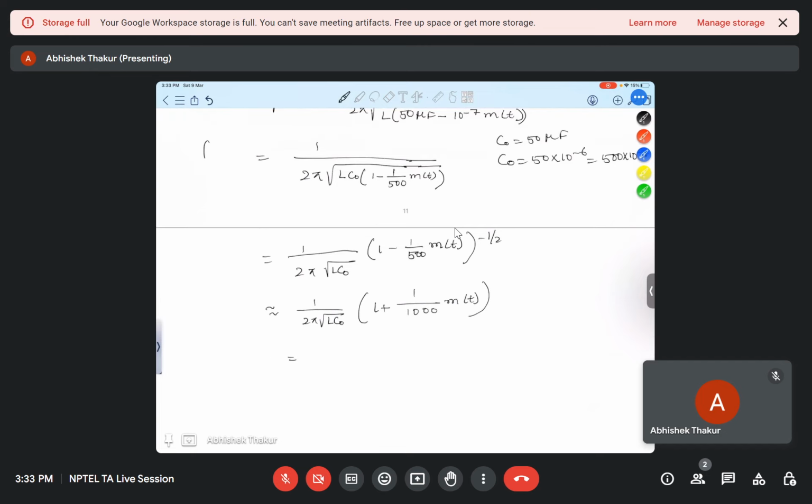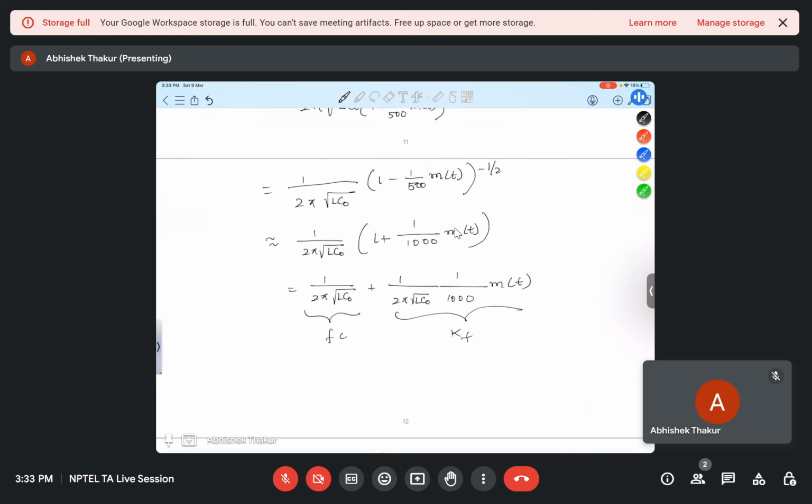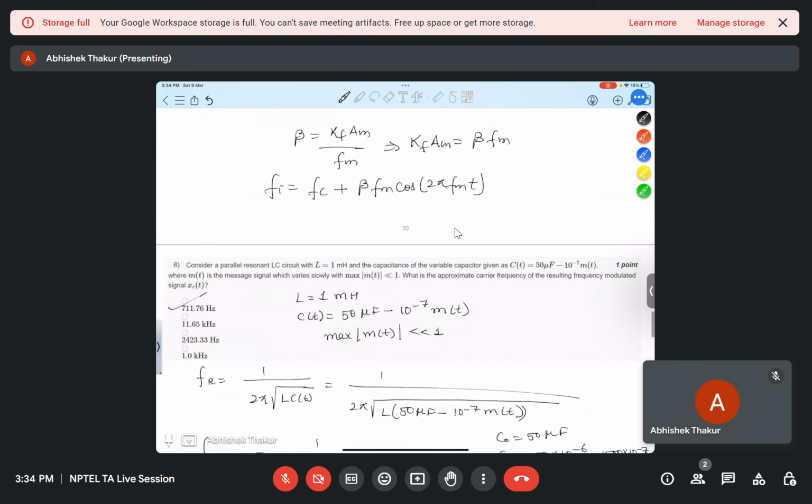So now we are just breaking this term. This term is Fc and this term is Kf. So Fc is equal to 1 by 2 pi root of L C naught. So that is equal to 1 by 2 pi root of 1 into 10 to the power of minus 3 into 50 into 10 to the power of minus 6. So when you calculate this, you will get the answer as 711.765. So the correct answer for this question is option A.